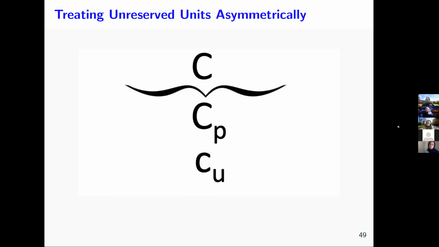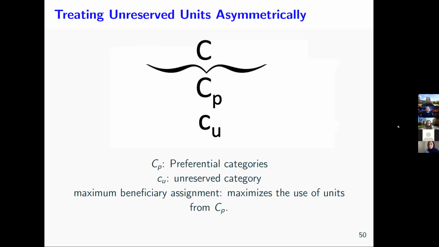So from now on, in this part of the paper, we actually treat these unreserved units or this general public in an asymmetric manner. So we will distinguish between a category which is called the unreserved category, which is CU, and a subset of categories which is called capital CP, which is the set of preferential categories. And these preferential categories could be particular categories such as giving priority to people from healthcare or frontline workers or people from old age groups and so on. So how do we treat these asymmetrically is done as follows.